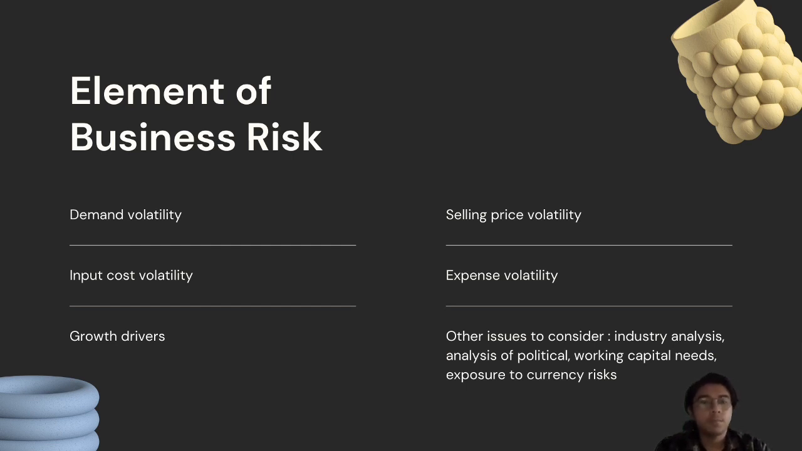My name is Fahmi Septiana Nugraha, and in this presentation, I will explain the elements of business risk. Here are some examples of the problems that we need to consider when analyzing business risk. First, demand volatility, which can be affected by market factors, changes in consumer preferences, short product life cycles, and actions taken by competitors.